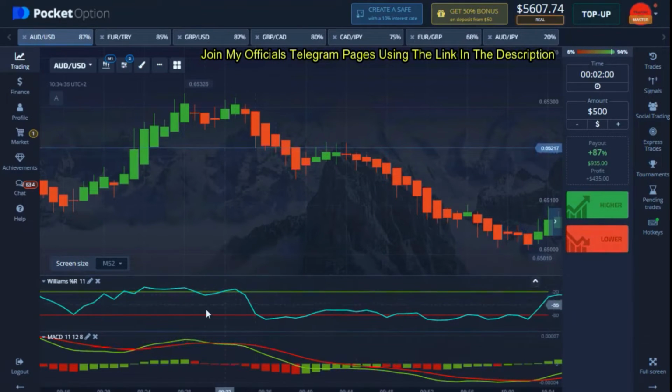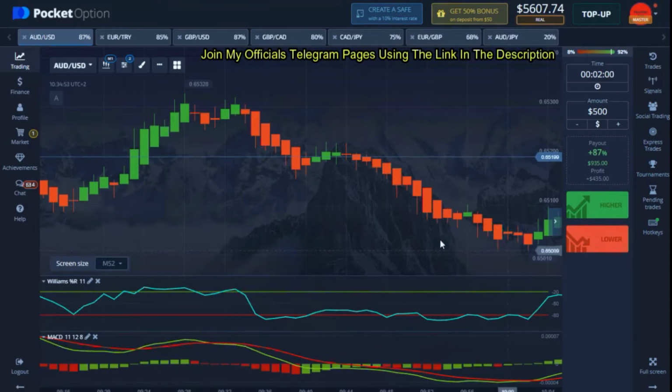Make sure that you have your Williams in the overbought position. Not only that, make sure they're coming down on the trend. If you're taking a trade to come down, the same thing should happen with your MACD. Your MACD lines must intersect each other, and both lines must be heading down in the market as well before you take a down trade.